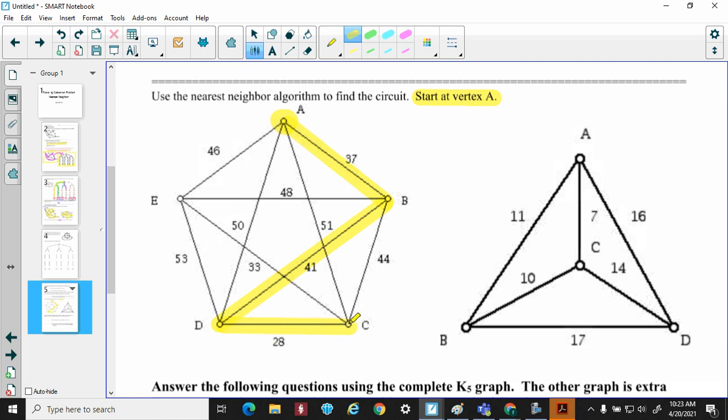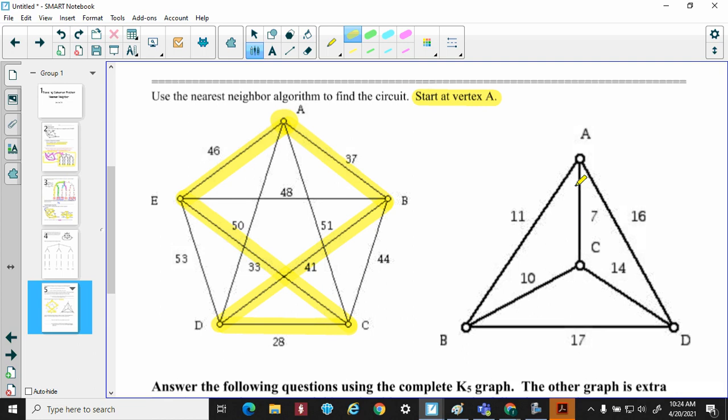And then once you get to the second to last city, or in this case, stop here, you're running out of options. So I can't go to B. I cannot go to A. I have to go to E. And then from E, I'm just going to finish out my circuit like so.